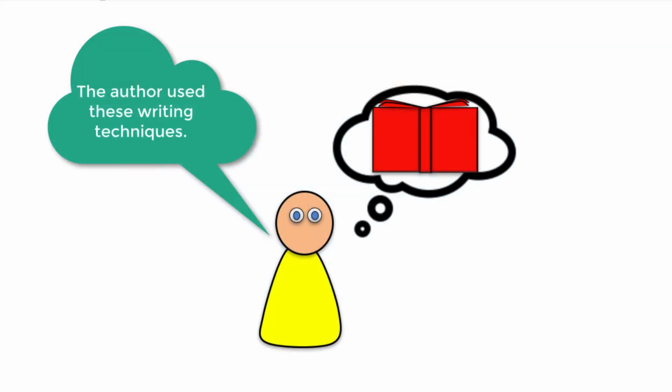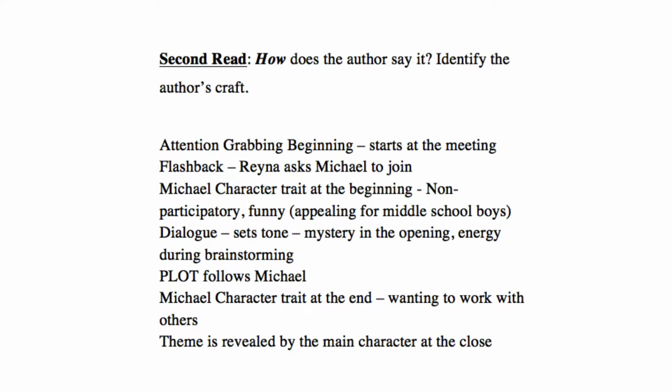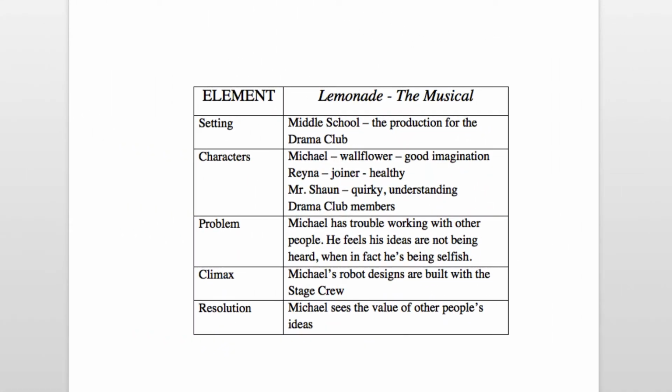You'll have to step back from the text as you focus on the big picture of how the author tells his story. This big picture and looking at the text differently while you read is called metacognition. So how does the author tell his story? Identify the author's craft, complete a table of the story elements in your journals, and write down other observations you have about how the author tells his story.